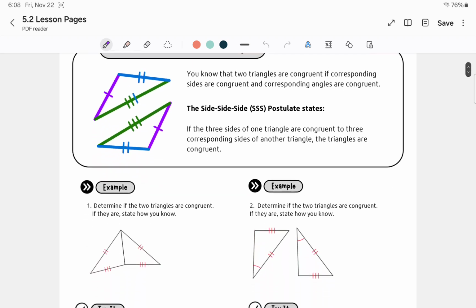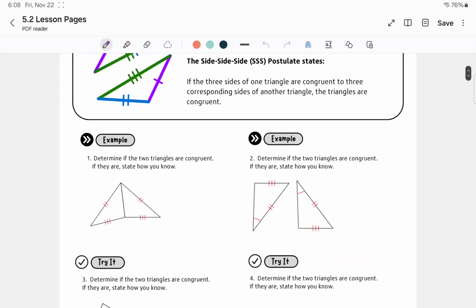So let's look at example number 1. Determine if the 2 triangles are congruent. If they are, state how you know. So I have the 2 triangles here, and it looks like they are sharing one side right here. So we're going to go ahead and mark that because this side is the same on both triangles. That's congruent onto itself. That's what we say in geometry. So we're going to mark it with that tick mark. So now we have each one has 1, each one has 2, each one has 3, showing that all 3 sides are congruent. So yes, it is congruent by side, side, side.